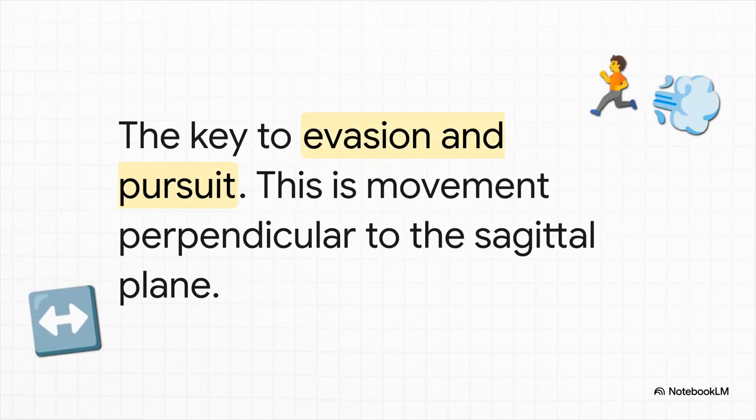Next, we've got the lateral element. This is the art of moving side to side with power and control. In sports, this is the moneymaker. It's the crossover in basketball, the shuffle on the tennis court, the juke in football. Mastering lateral movement is how you control space, how you evade defenders, and how you pursue attackers.